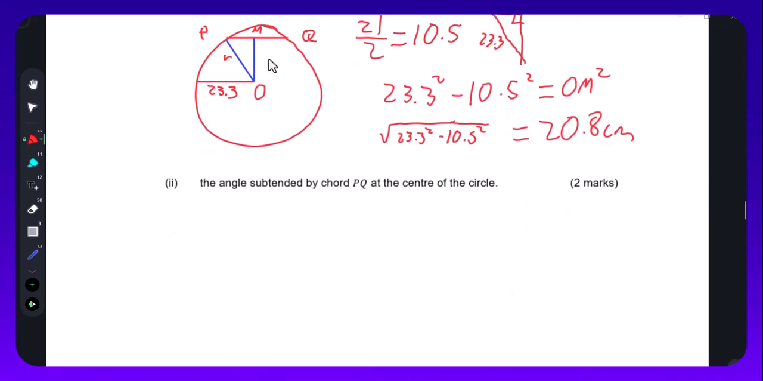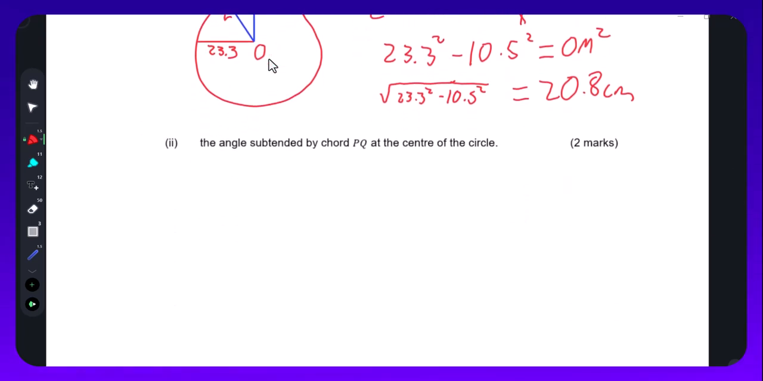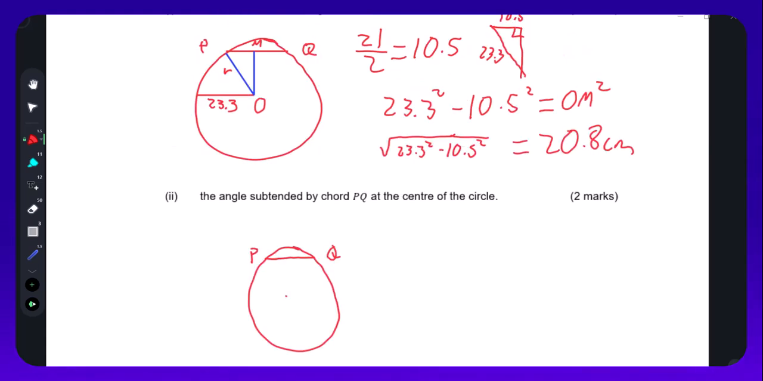Now we move on to the next question. The angle subtended by chord PQ at the center of the circle. So I'll just draw my beautiful circle. Now remembering that subtended means it will be the angle that is made by a line that comes from each of the 2 points. So if I do a line from one point and I do a line from the other, we'll be able to make it.